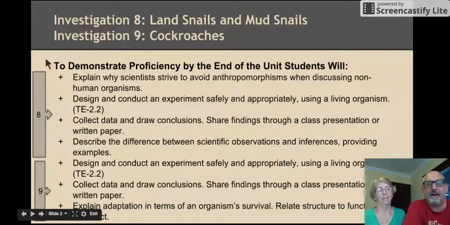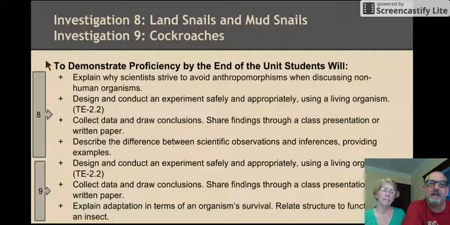And the following are the student learning outcomes for Investigation 8 and Investigation 9. Investigation 8 is called Land Snails and Mud Snails. Investigation 9 is called Cockroaches. We group them together because they both are concerned with animals and investigating animals.